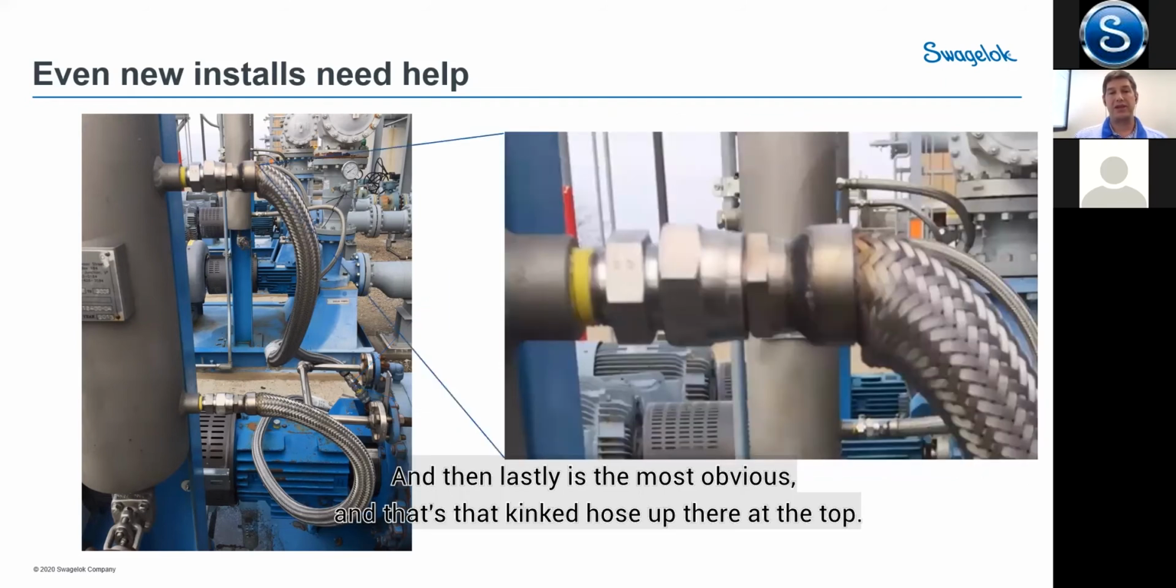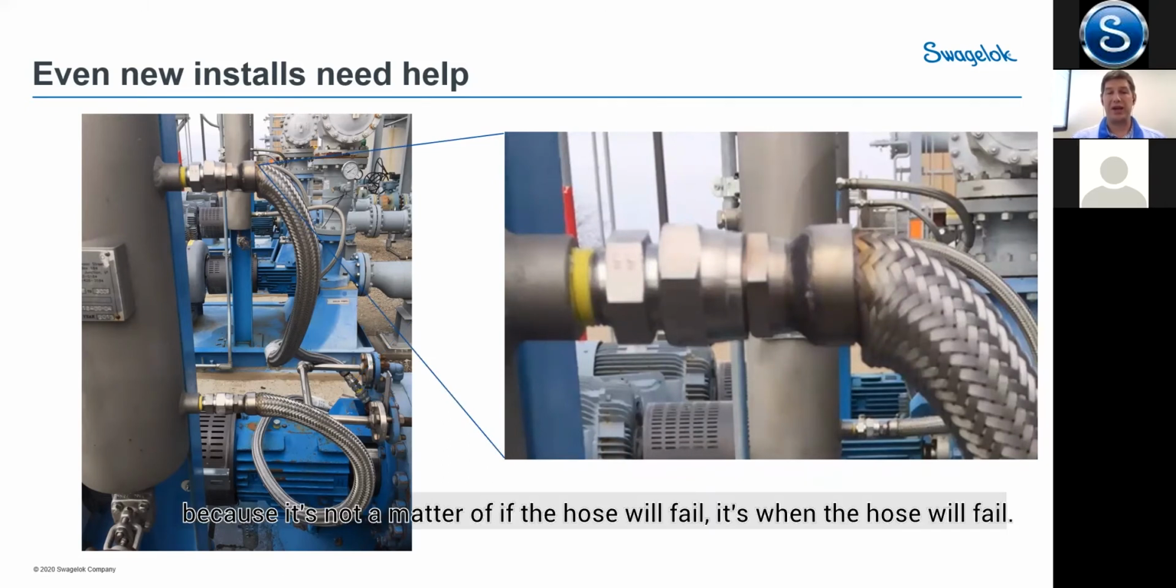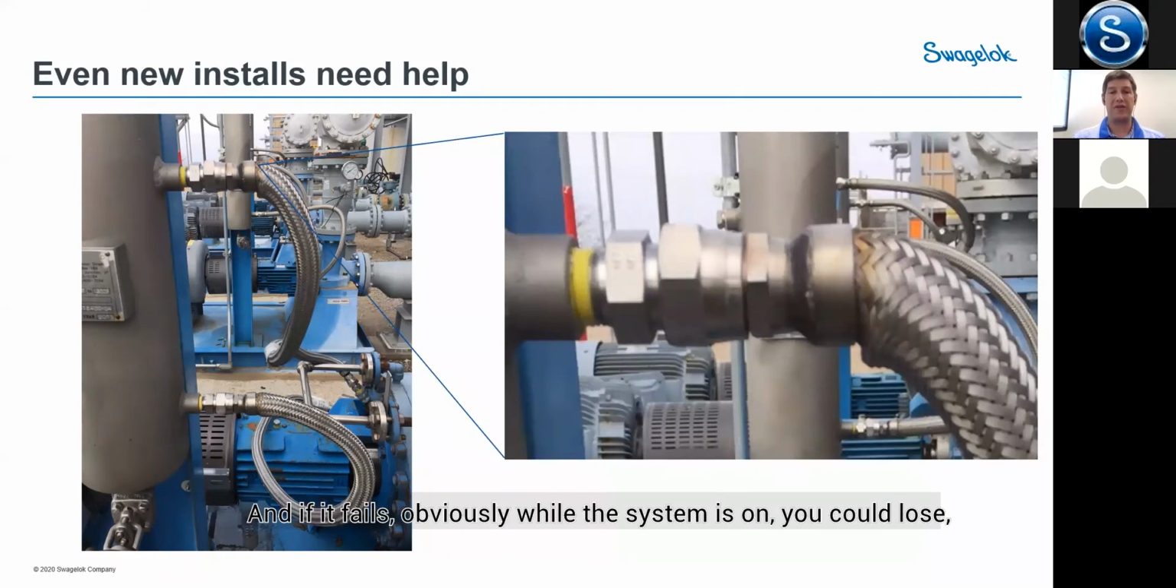And then lastly is the most obvious, and that's that kinked hose up there at the top. Really, hose is not recommended for use with mechanical seals because it's not a matter of if the hose will fail, it's when the hose will fail.